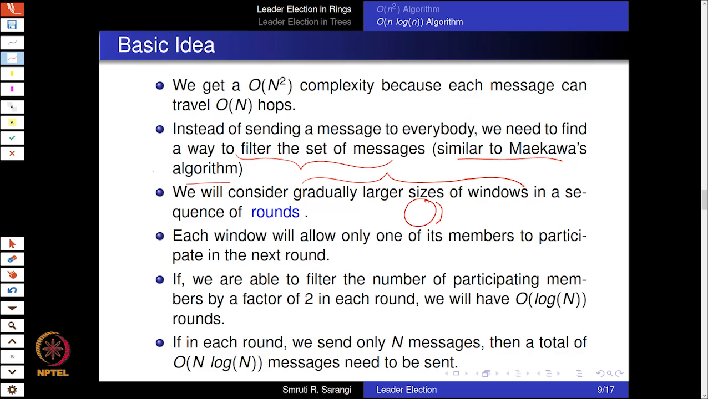If we can reduce the number of nodes participating in the algorithm by a factor of 2 in every round, that would be really great, because in that case we'll have a maximum of log n rounds. So the complexity, even if each round is order n, will be bounded by order n log n, which is what we want. Right? So let's see if we can do that. The idea is you elect a leader, create communities, elect a leader out of community leaders, and so on and so forth.